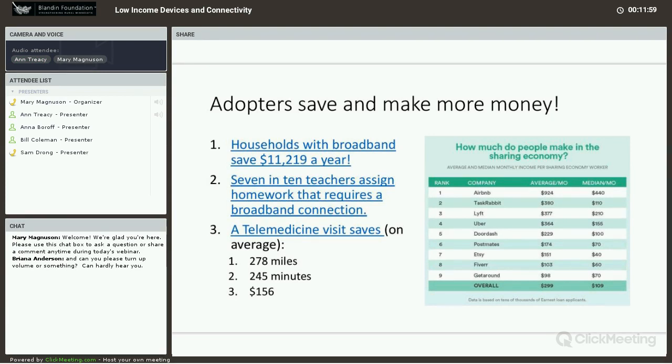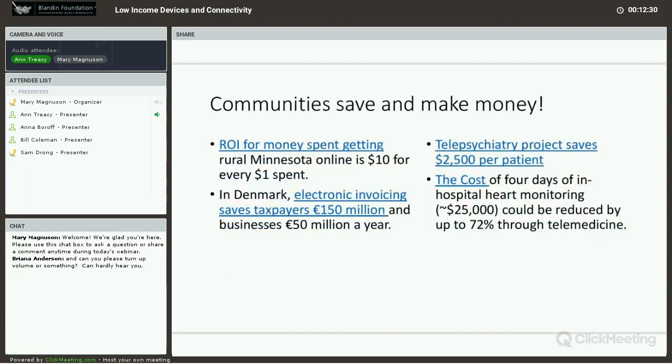On the right-hand side are some ways that people can make money once you're online, like Airbnb and TaskRabbit. I'm sure most folks have heard about this, but this is making a real difference, especially to those folks in the lower income bracket. Maybe they're not taking so much advantage of Airbnb, but Uber or Lyft, almost $400 earned a month. That's a difference of paying bills or not paying bills.